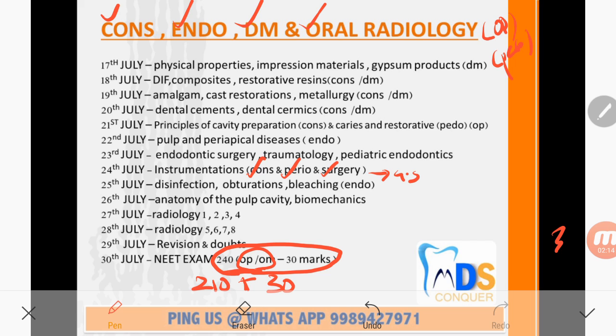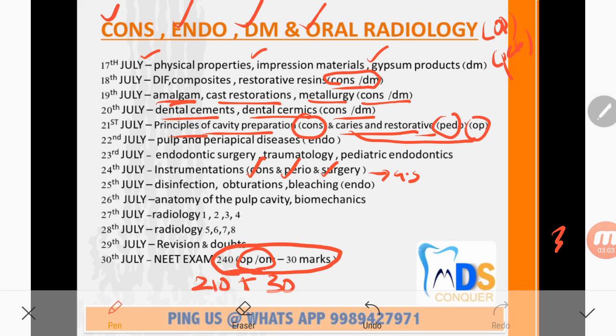So on the first day, we are going to cover the dental materials topics like physical properties, impressions, gypsum products, followed by direct filling gold, next composites and restorative resins, which you should cover both in cons as well as in the dental materials part of the pulse. Whatever you're doing, you should read them in combination. Similarly, amalgam, cast restorations and metallurgy you have to cover in both subjects, cons and DM, and dental cements, dental ceramics as well as cons and DM. Next you are going to cover the physical properties of cavity preparation, caries and restorative. The physical properties of cavity preparation is a cons subject, whereas caries and restorative is a part of pedo, and you can cover dental caries in oral pathology too on that day.